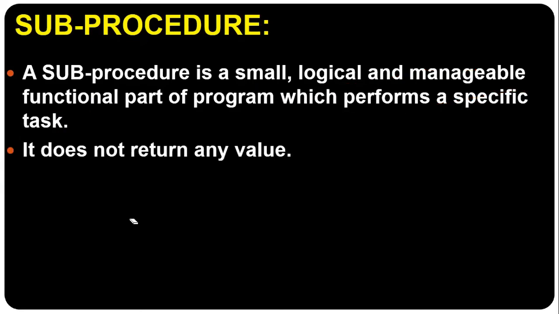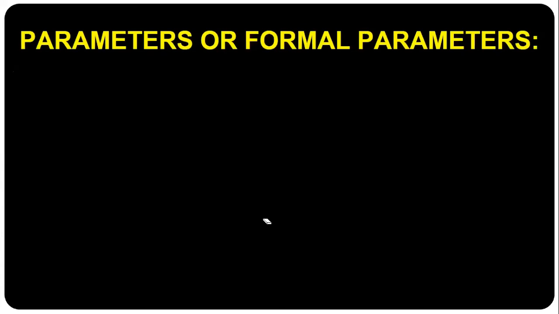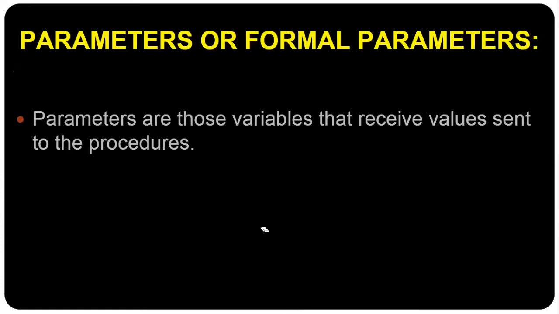And secondly, this is quite important, a sub procedure will not return any value. For now, you just need to simply remember this line, that a sub procedure does not return any value, because this part will be clarified when we reach function. So for now, just remember this. Parameters or formal parameters, we have already seen while we were coding a program as well. Parameters or formal parameters refer to the same thing, and they are the variables that receive values that are sent by the procedures whenever a procedure is called.